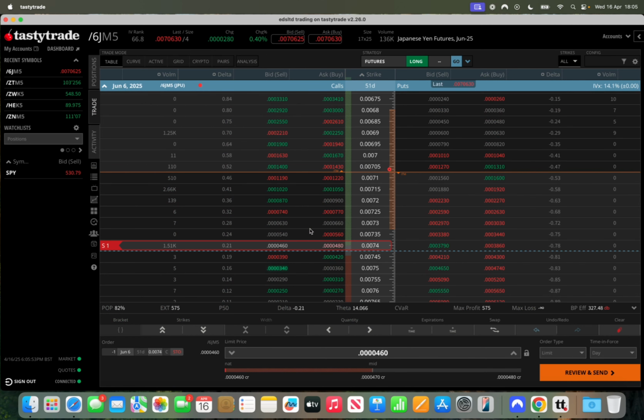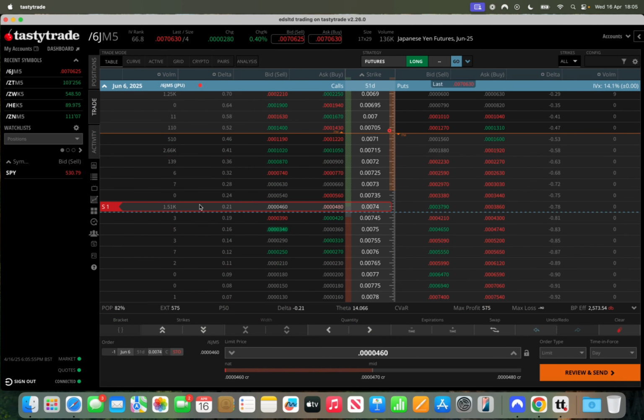Okay, the reason why we are going to sell this call contract is because, before we do that, what are we doing? So if we were to buy this call contract, what that means is we need price to move higher than the strike price of 0.0074. And you have a POP, which is probability of profit, of 18%. So you have an 18% chance of this trade coming through for you.